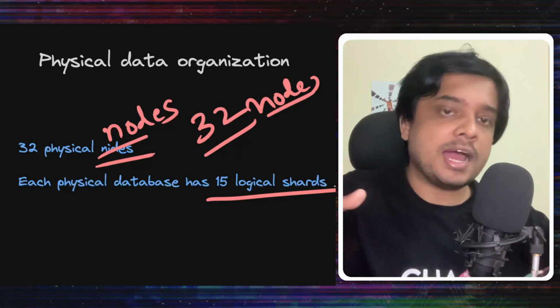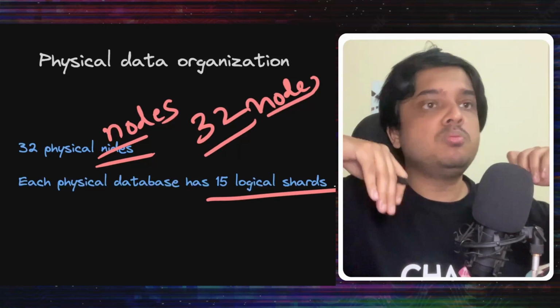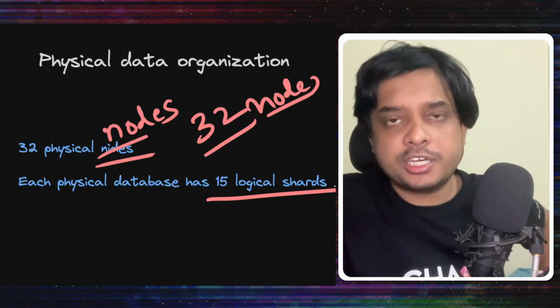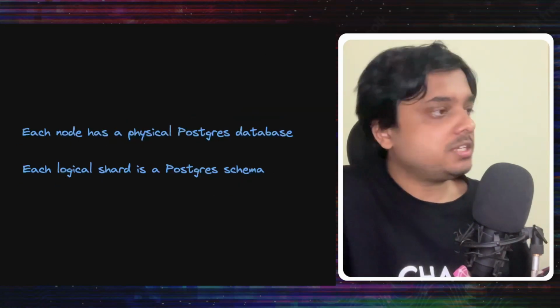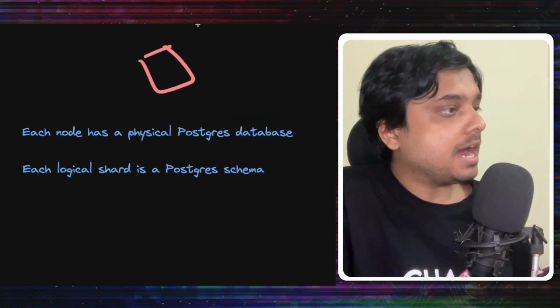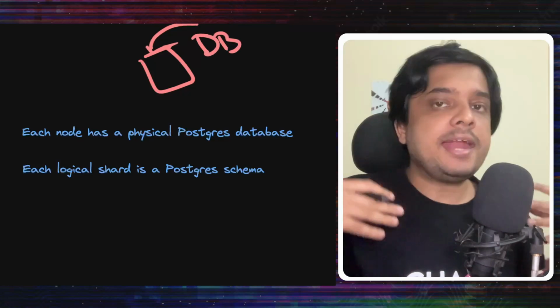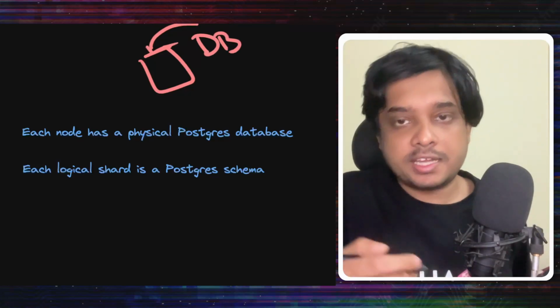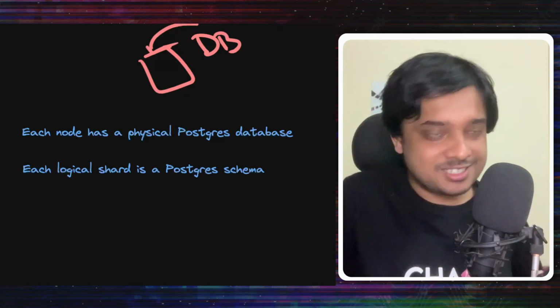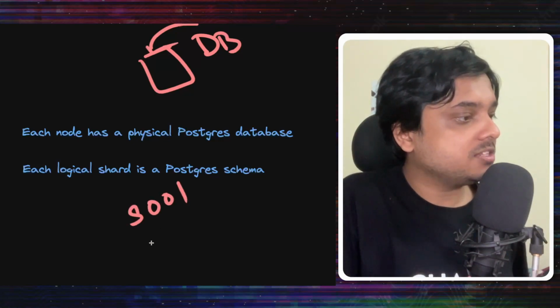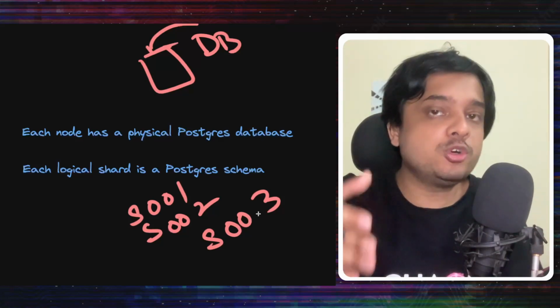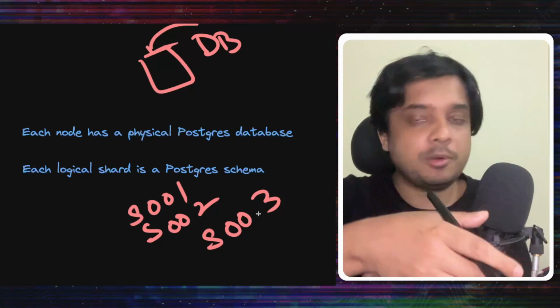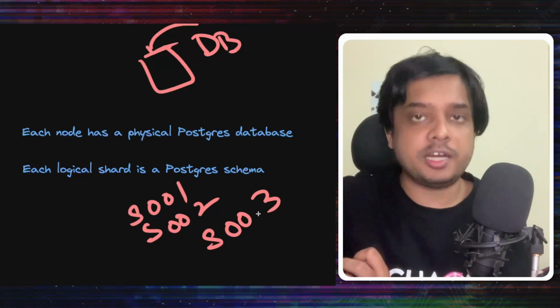I think this is done because when you add new nodes or new physical databases, you can move around the logical shards so that your application does not have to be changed much. I might be wrong, so do correct me in the comments. Now in terms of Postgres, each node has a physical database. And each logical shard is a Postgres schema. So let's say there are 3 logical shards or 3 schemas called schema 001, schema 002, and schema 003. All of them would have a table called block, and block's data would be distributed according to its workspace ID among these schemas and by extension among multiple databases across the network.